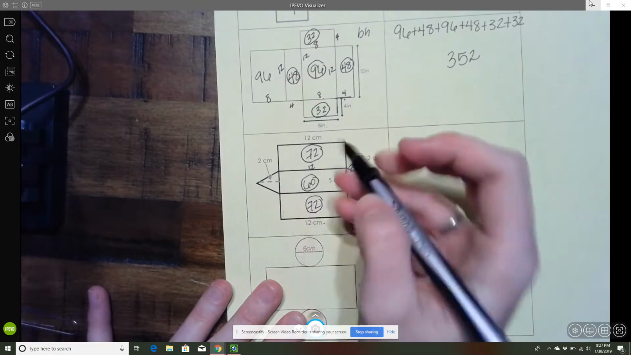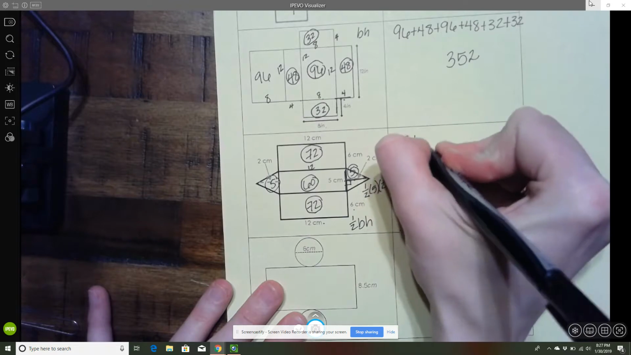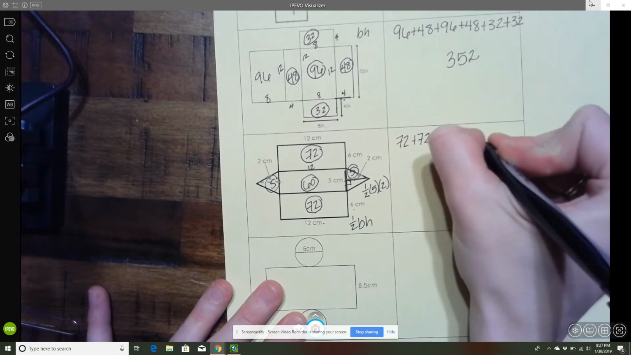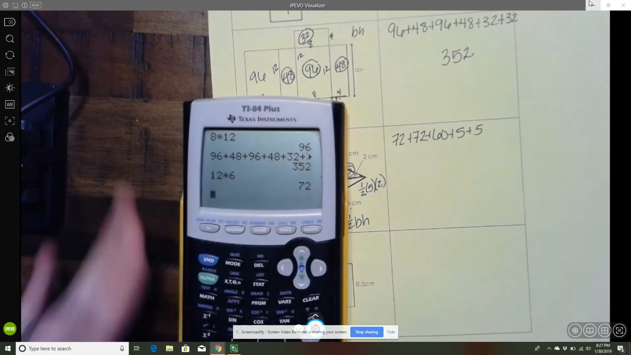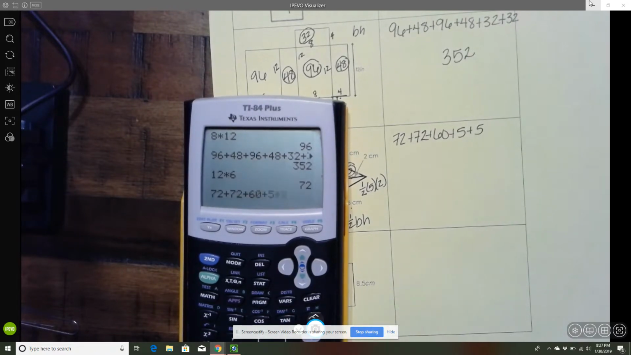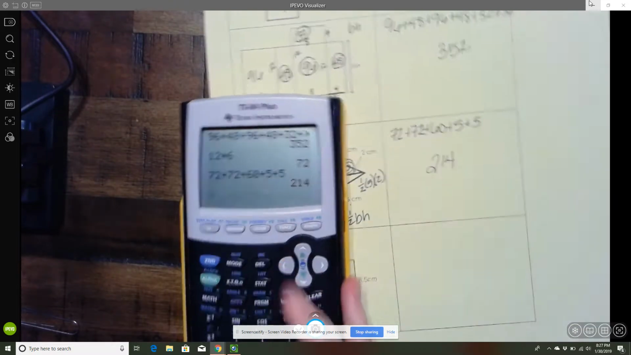And then this triangle has got to be congruent. So that triangle is going to be 5 as well. So I would have 72 plus 72 plus 60 plus 5 plus 5. So I would get 214.